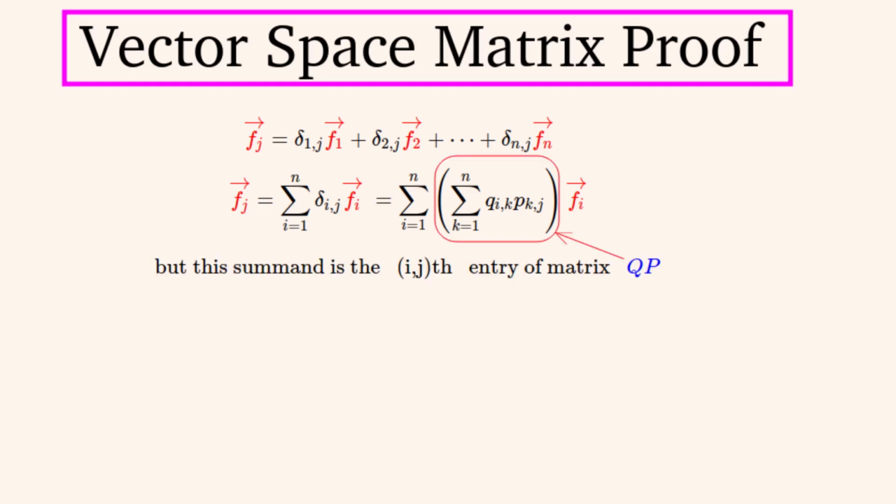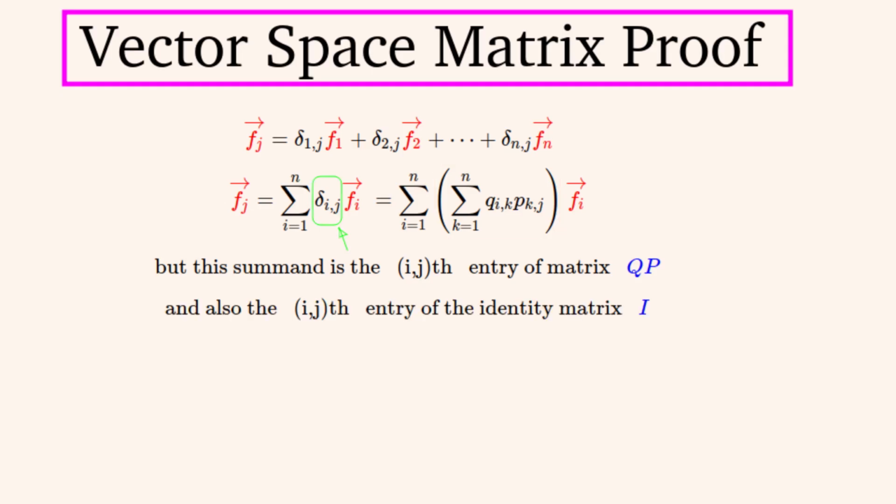This entry is the ijth entry in the matrix QP, and this entry is the ijth entry in the identity matrix. So we can write out this matrix equation like this. It follows that Q is the inverse of P, so we've proven this theorem fairly quickly, and without reference to past theorems, but using matrix notations.